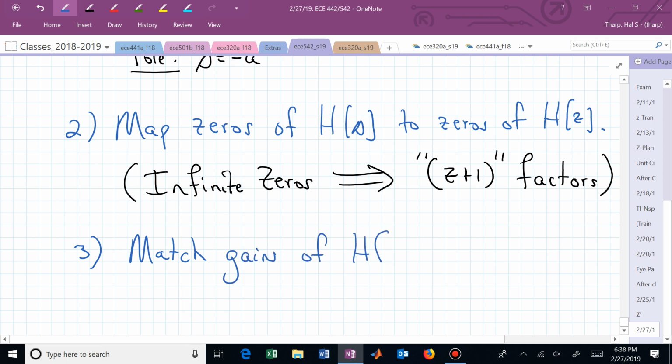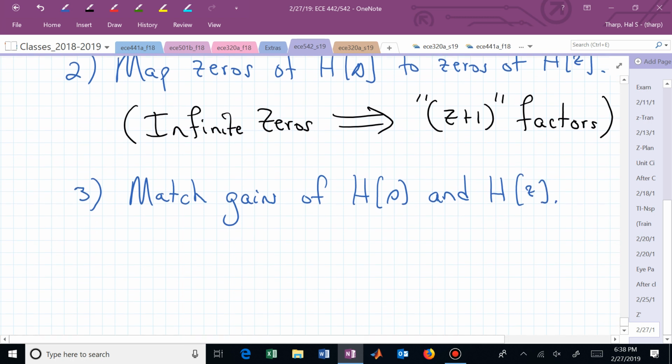We match the gains of H of S and H of Z. And where we match those gains may depend on what the frequency behavior of that H of S is supposed to be. If it's low pass, we might want to match low frequency gains. If it's high pass, we might want to match high frequency gains.